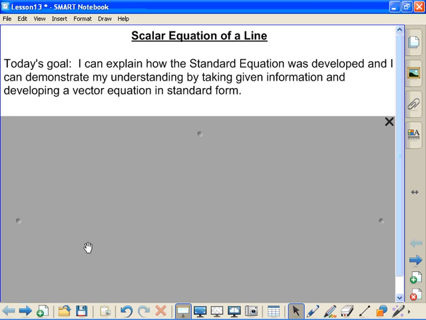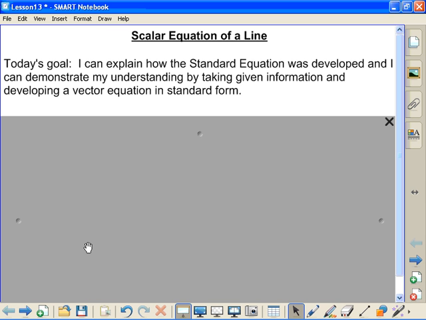Hello and welcome to the lesson on the scalar equation of a line. So we've been working on different equations. We've done the vector, we've done parametric, we've done symmetric. The fourth equation of a line is the scalar equation, and what's the goal today?